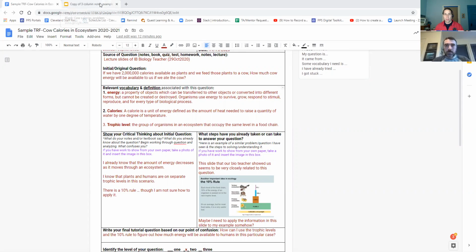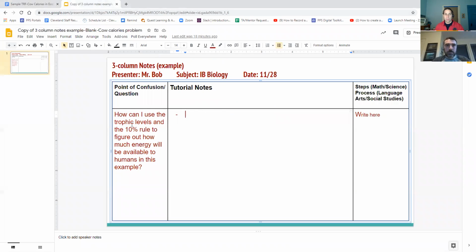So I'll go over here to my 3-column notes, and I have my point of confusion that I just read listed here. And here's where I'm stuck. Okay, well, is there something in your notes about this topic or maybe a sample problem somewhere? Let me look through my notes.